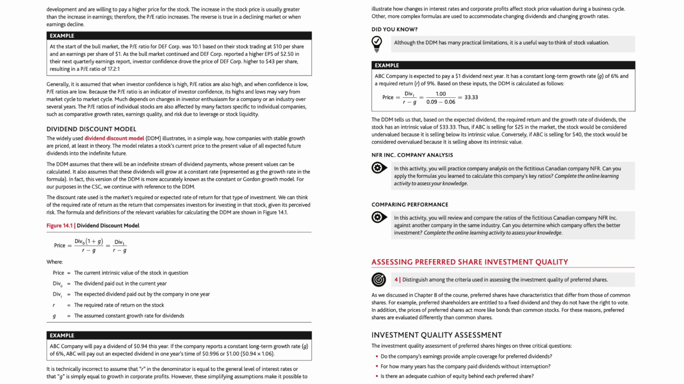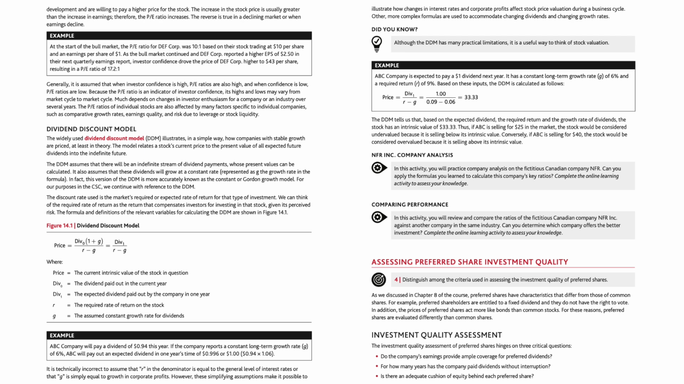The dividend discount model. The widely used dividend discount model, or DDM, illustrates in a simple way how companies with stable growth are priced, at least in theory. The model relates a stock's current price to the present value of all expected future dividends into the indefinite future. The DDM assumes that there will be an indefinite stream of dividend payments whose present values can be calculated.